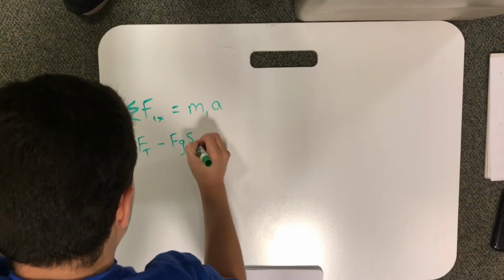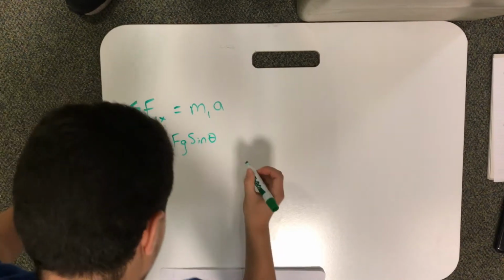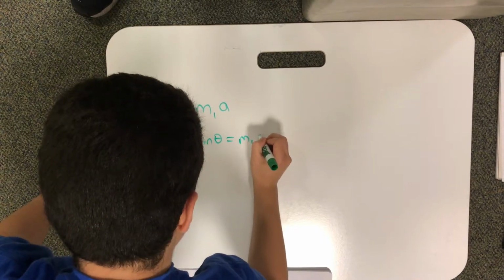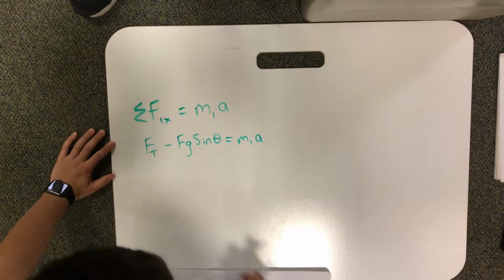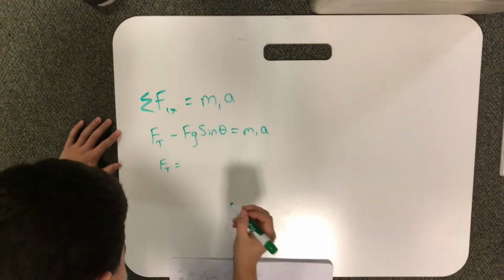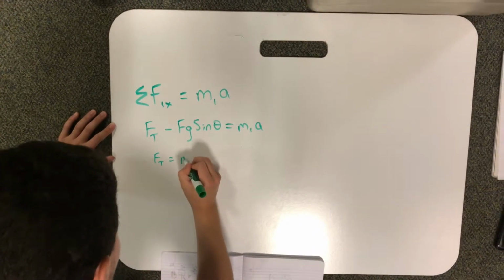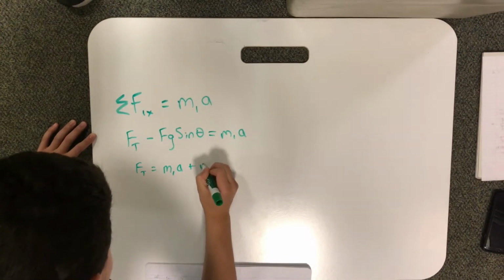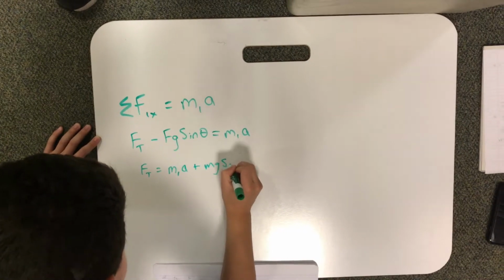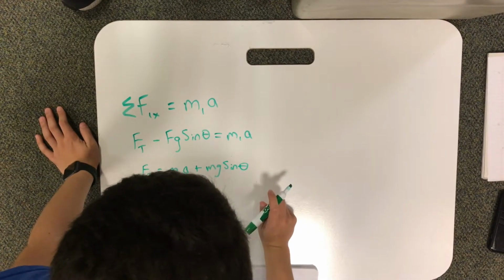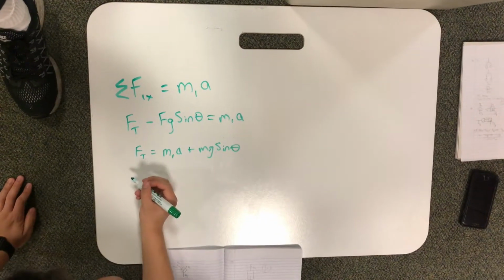And you use sine theta because when you draw out your triangle, you'll see that wherever you put theta, the force that is going in the x direction would be the force you want, which becomes Fg sine theta. And then I just set the force of tension equal to mass 1 times acceleration plus mg sine theta, and I just split up Fg into mg.